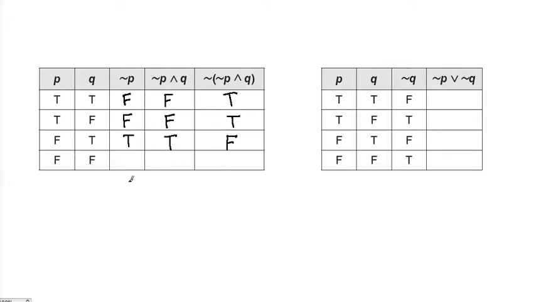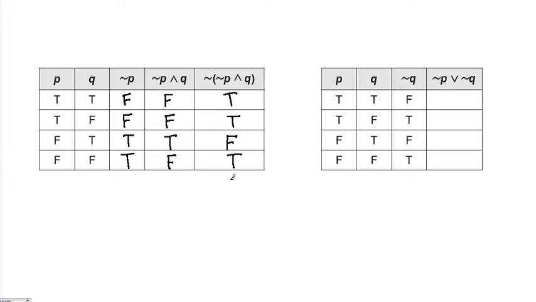Now the last row, the given P is false here, so the negated P is going to be true. Now, are both of these true, to make sure that we will have a truth for this? No, right? So it's got to be false. Okay, and now the negated version of that, of course, must be true.